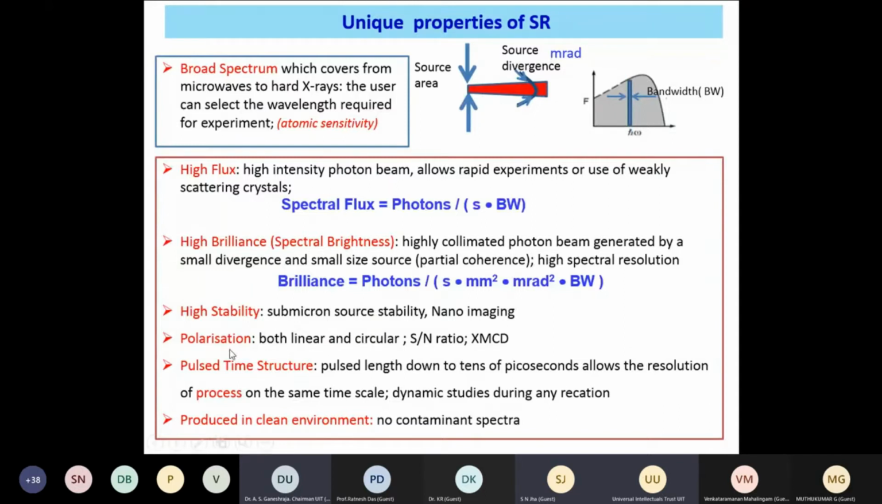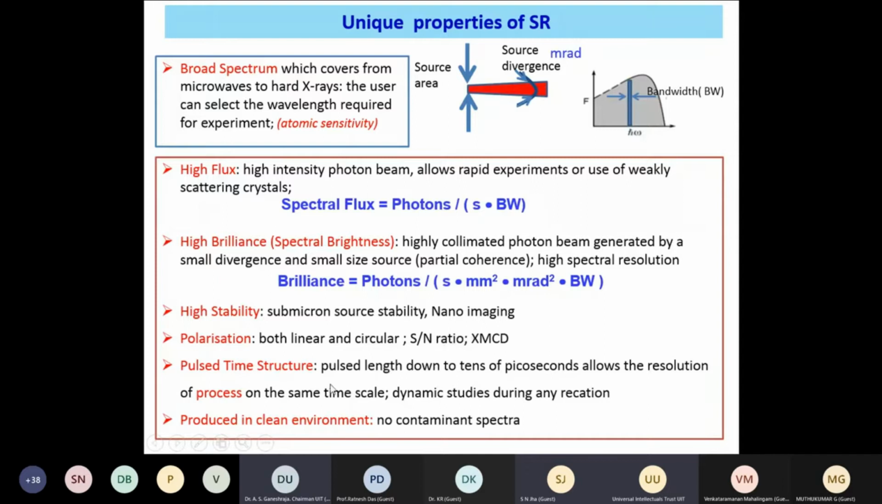Then it has a natural polarization. That means the photon beam coming out of the source has linear polarization in the plane of the electron orbit, and it is circularly polarized above and below the plane of the orbit. Therefore, the signal to noise ratio for many experiments, for example X-ray magnetic circular dichroism or Compton scattering, is enhanced. So you can go down to very dilute samples.